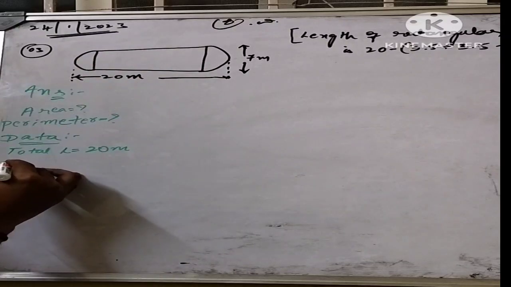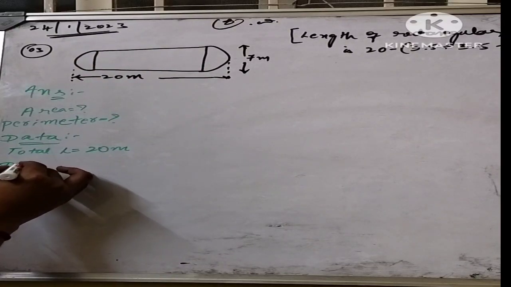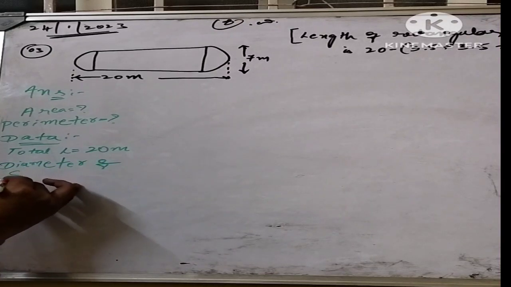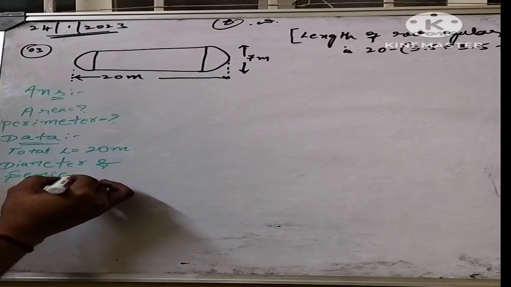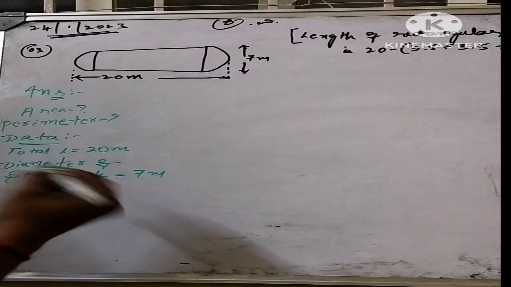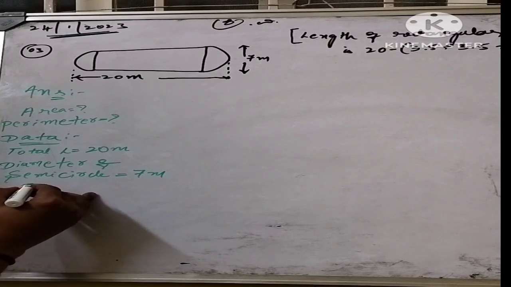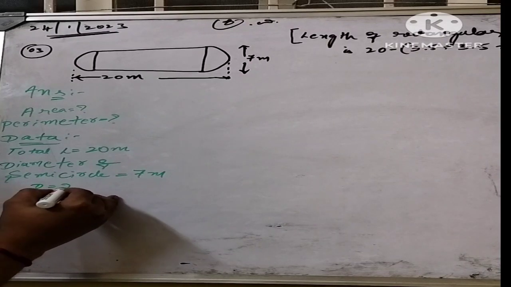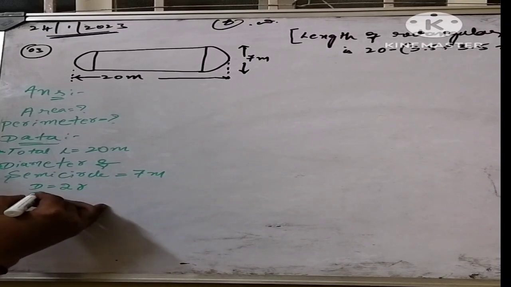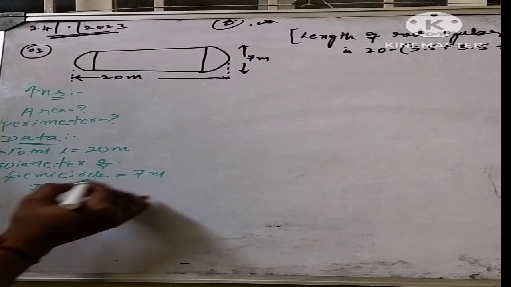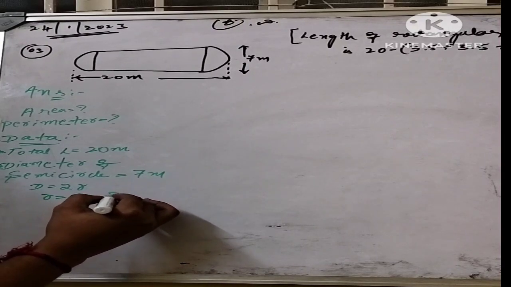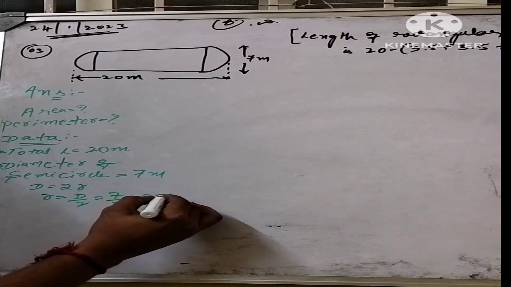So the diameter of the semicircle equals 7 meter. Let's find out the radius of the semicircle also. Diameter equals 2r. The diameter he has given is 7 meter, and the radius you will get is d by 2, which is 7 by 2, that is 3.5 meter.